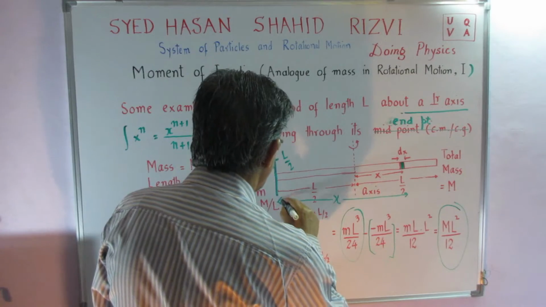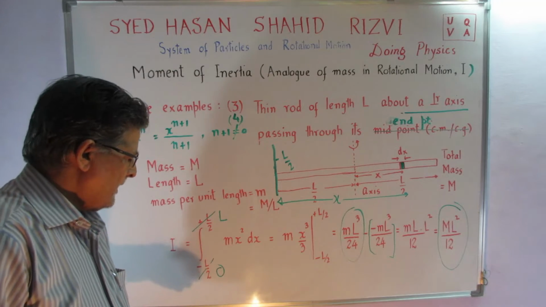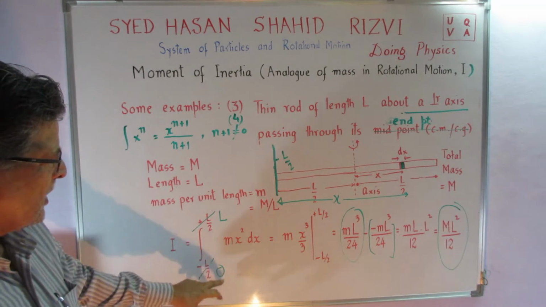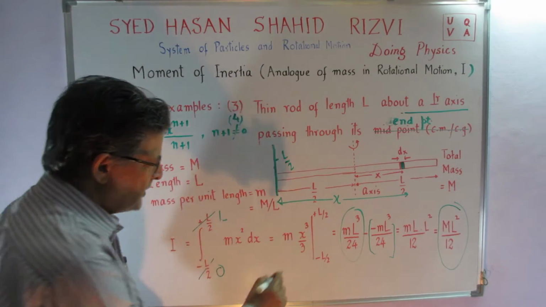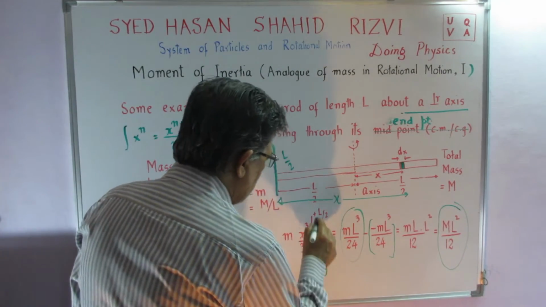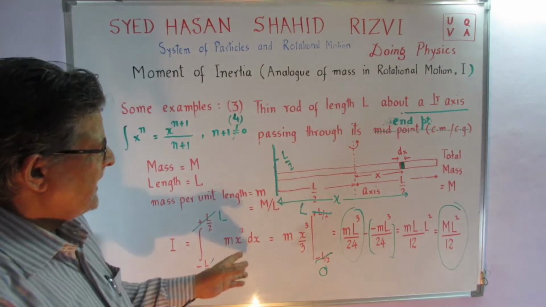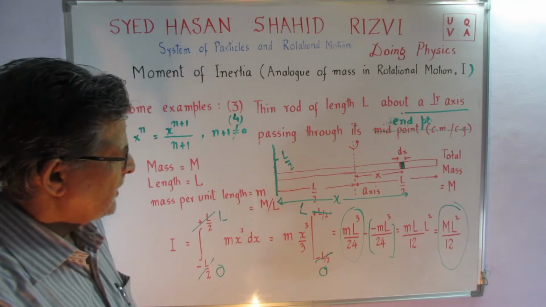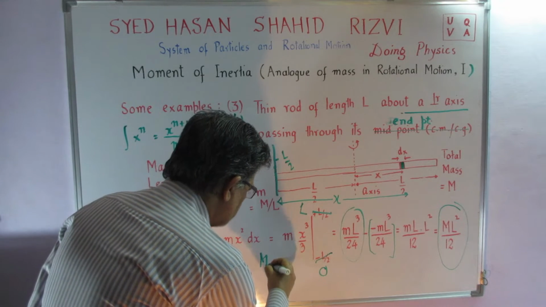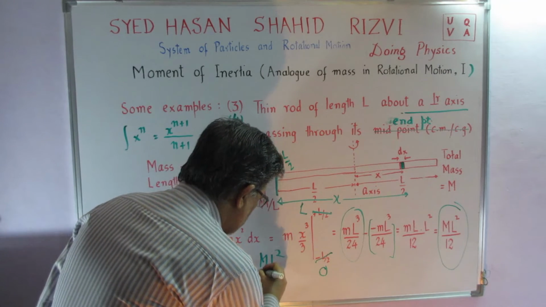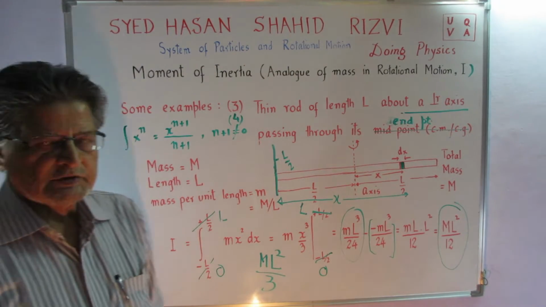So this is the 0 end, and this is the end with L. So I can go and integrate this from mx square dx, mx cube. From here it will be 0 and it will be equal to L. So you can see that in that case this will turn out to be equal to ml square by 3. The geometry is the same, the rod is the same.